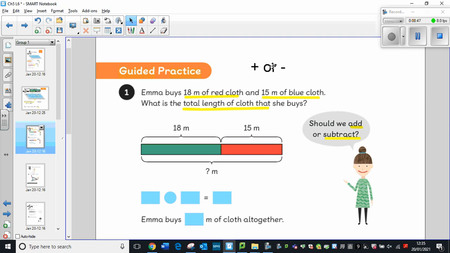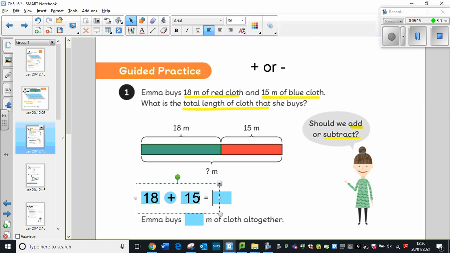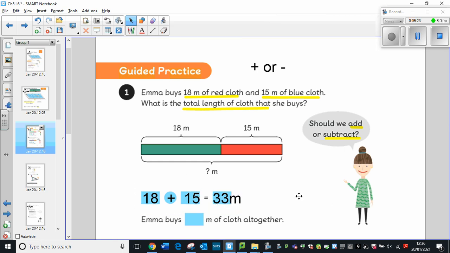Right, so now that you have had a chance to give it a go, hopefully we will have realised that if we want to find out the total length, then we need to do an adding question. So we would be doing 18 add 15, which would give me my total amount. So what is 18 add 15? Well, it would give me my answer of 33 meters.